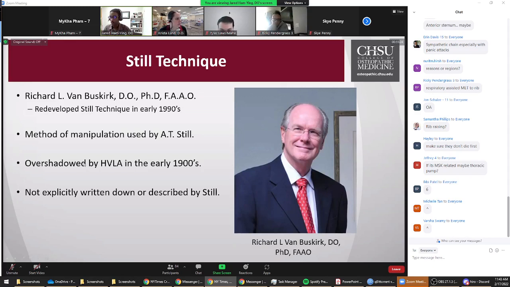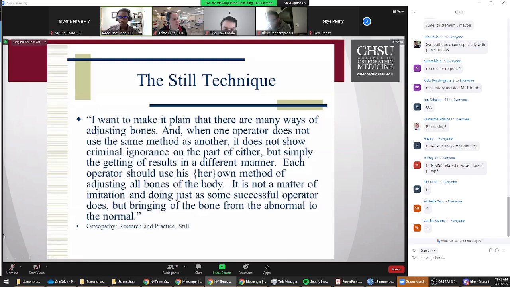He got his FAAO for this, and it's a technique that is similar in nature to treating things articularly like HVLA, but is not as direct or forceful, so it's a lot more tolerated. But this was not specifically written by Still. This is something that Dr. Van Buskirk really was able to bring to the forefront. Just a quick quote here. For time's sake, I'm going to have to move on through.